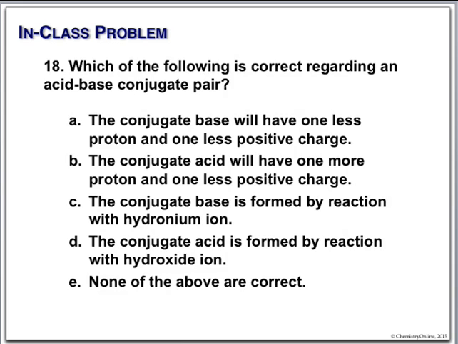Okay, which again, this is conjugate acid-base pair, which are correct regarding the acid-base pair. Base will have one less proton, one less positive charge. Acid will have one more proton, one less positive charge. Conjugate base is formed by reaction with hydronium. No. Acid is formed with hydroxide. No. So let's look at these guys.